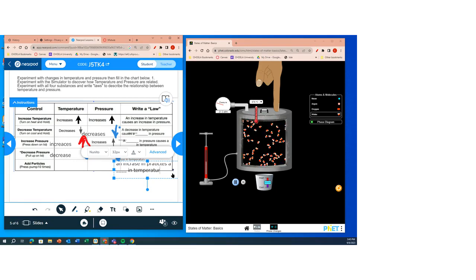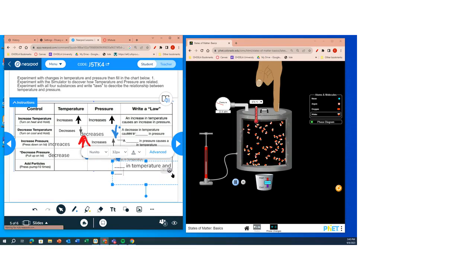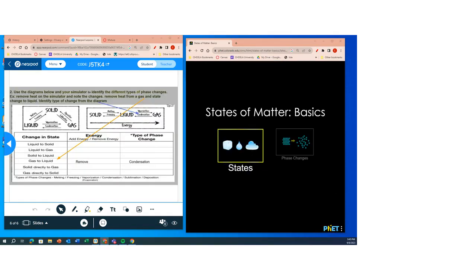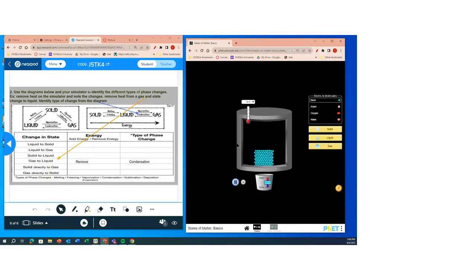Can't type while I'm doing this and blank in pressure. Okay, so that's what you're going to do in this particular one. Now the next slide, we're going to use the states of matter basics, right? And we're going to use water again.